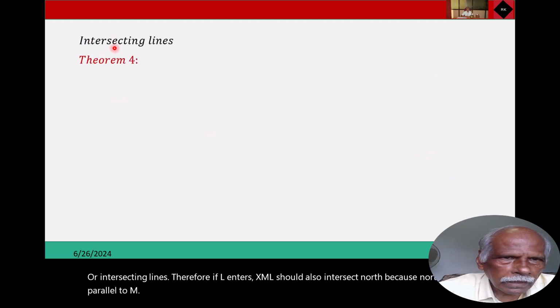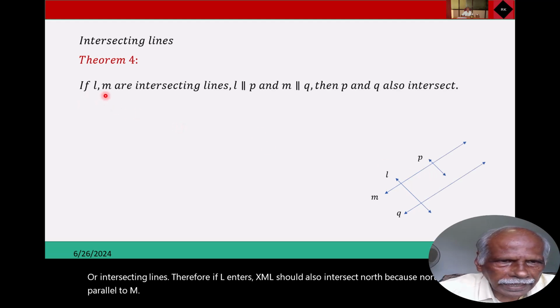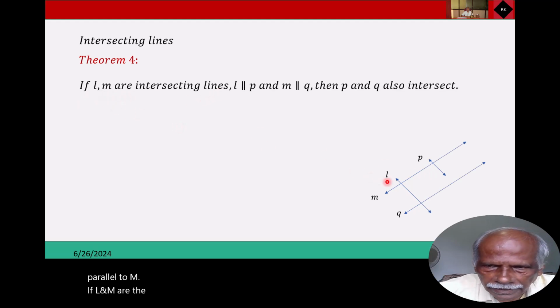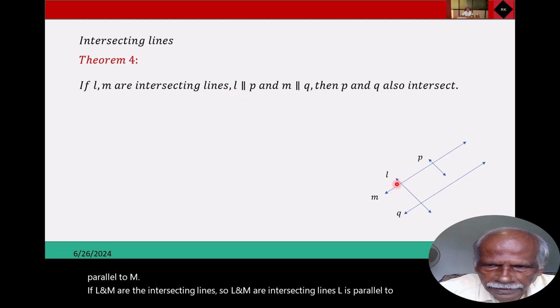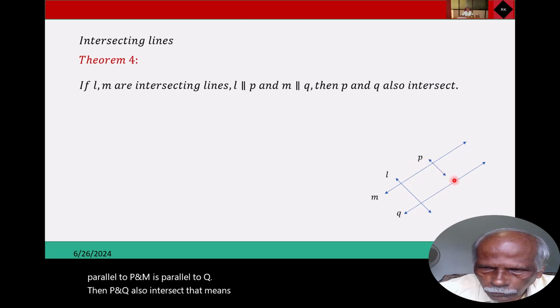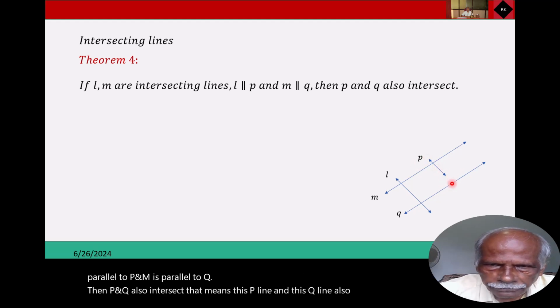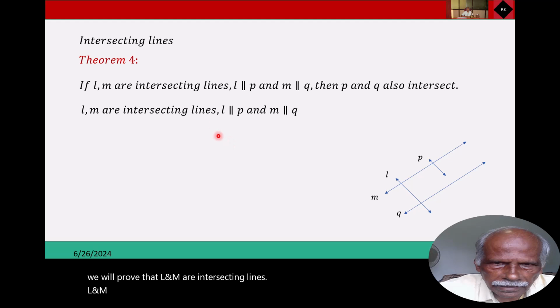Another theorem we will see. If L and M are intersecting lines, L is parallel to P, and M is parallel to Q, then P and Q also intersect. That means this P line and this Q line also intersect at this point here. We will prove that. L and M are intersecting lines. L is parallel to P and M is parallel to Q.